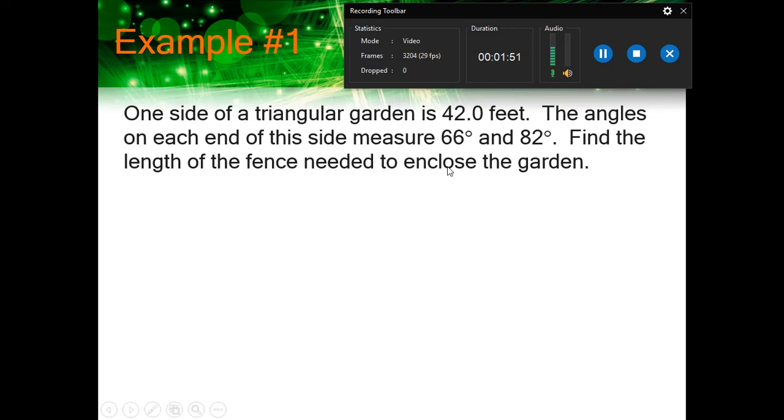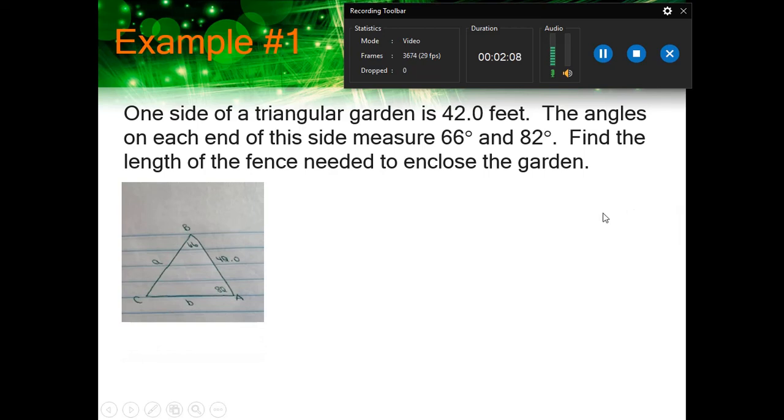For our first example, it says one side of a triangular garden is 42.0 feet. The angles on each end of this side measure 66 degrees and 82 degrees. Find the length of the fence needed to enclose the garden.